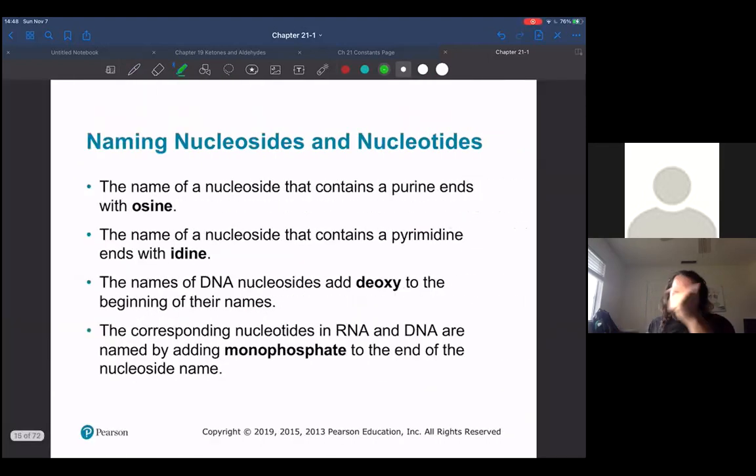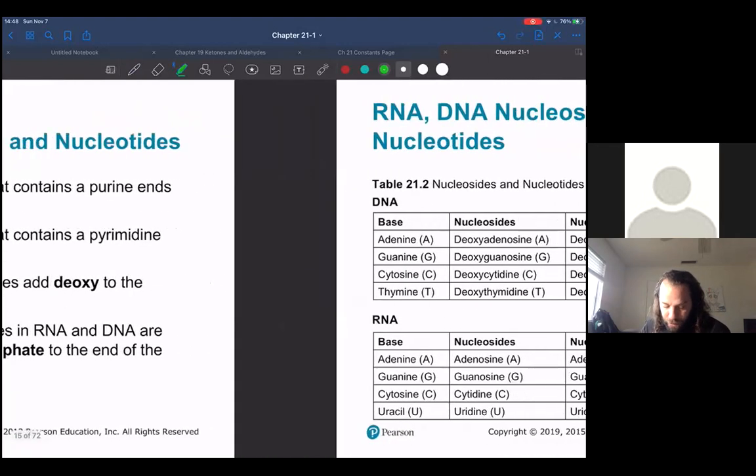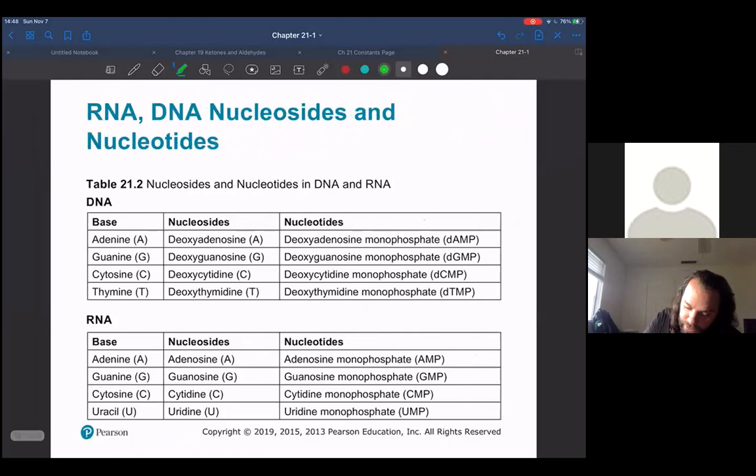Okay, for the naming, I'm not going to ask you to name these things from scratch. Let's just look here. There's sort of a dropping of the, you kind of change the ending, I don't want to focus too much on that. Let's just look though. Adenine becomes adenosine. If it's in DNA, it would be a deoxyadenosine.